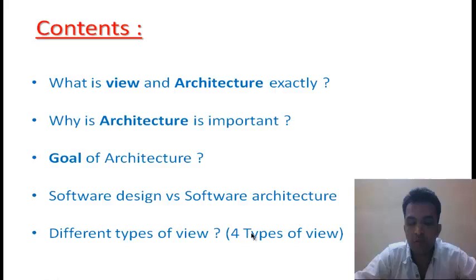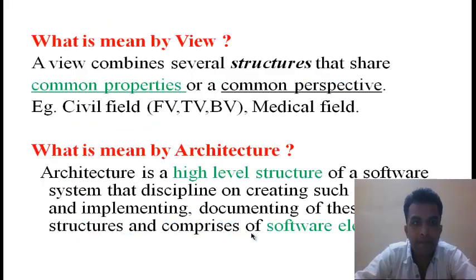Actually, there are four types of views. I will tell you later also, but just for your simplicity, you should know the four types of view. First one is conceptual architecture view, in short, conceptual view. Second one is module view. Third one is execution view, and fourth one is code view. Okay, so here is a definition or simply concept of view.